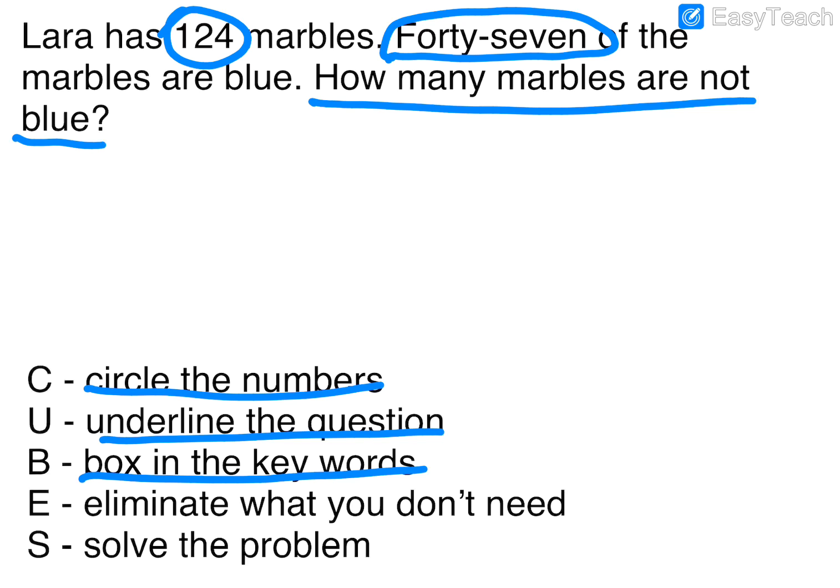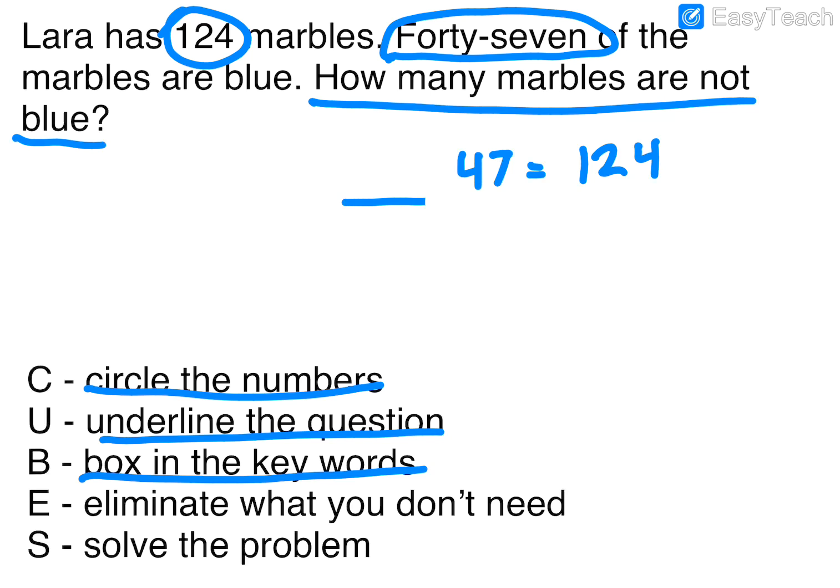Laura has 124 marbles, so that's the total amount of marbles that she has right here. 47 of the marbles are blue. So we know 47 of them are blue out of the 124. It asks us how many of the marbles are not blue. So that's a big blank question right there. I'm not really sure what other number I need.